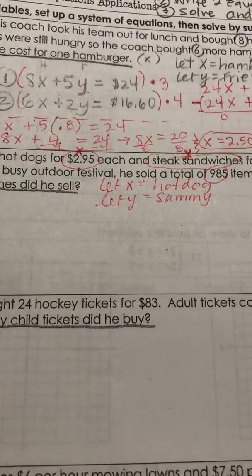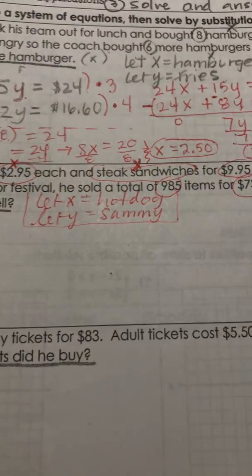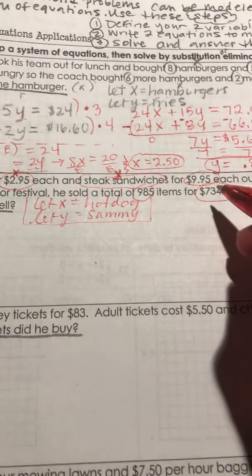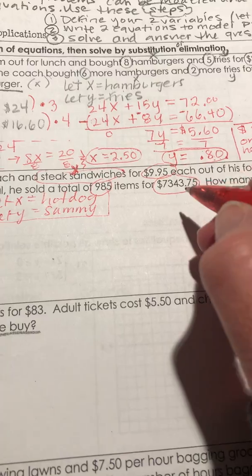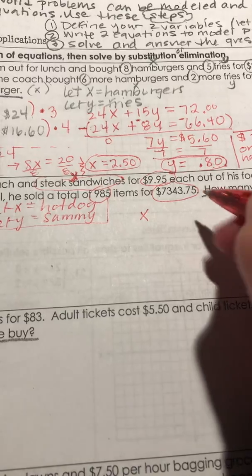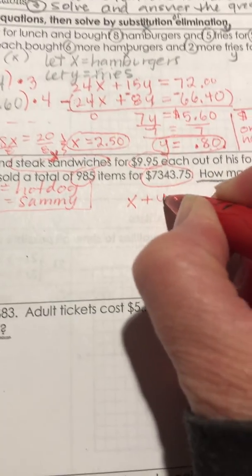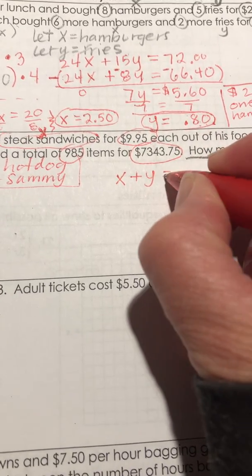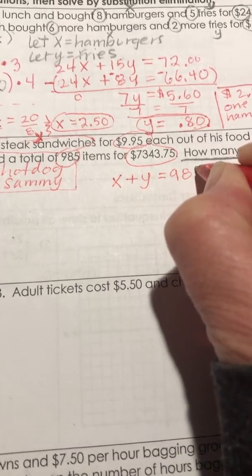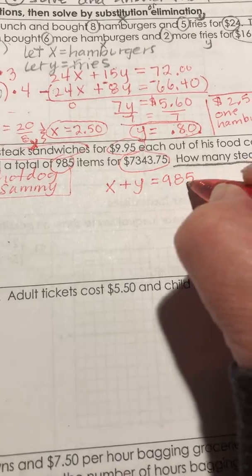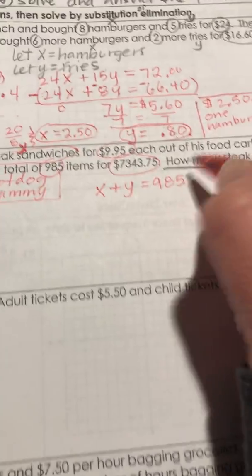Now I'm going to start writing an equation. Over here, I'm going to set up my first constraint, which is, well, he sells some hot dogs and sandwiches. Forget about the money yet. He sold some hot dogs, he sold some sandwiches, and altogether he sold a total of 985 items. So Sammys and hot dogs.